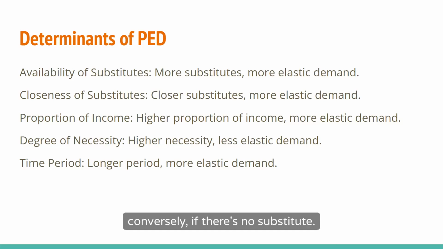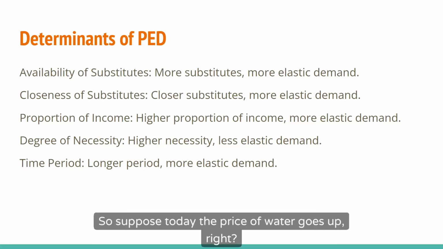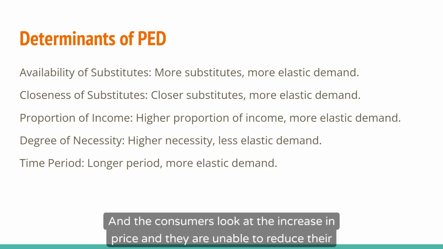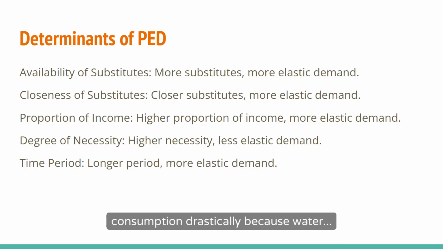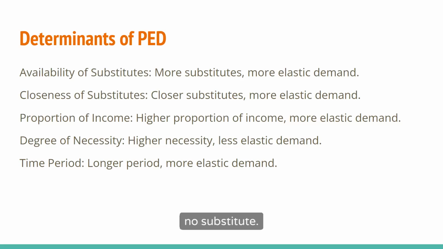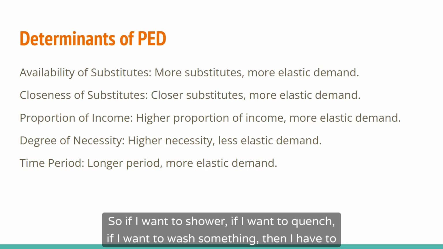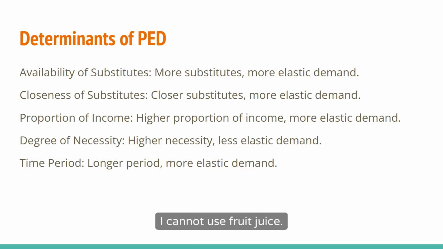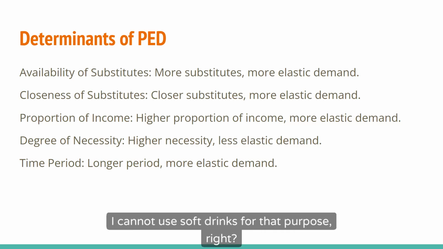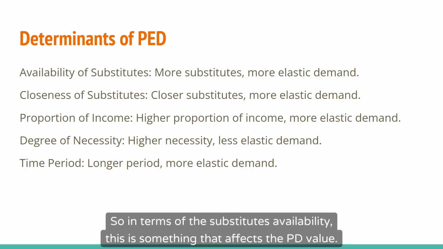So this will make the demand for that product more price elastic. Conversely, if there's no substitute, suppose today the price of water goes up, the consumers look at the increase in price, and they are unable to reduce their consumption drastically because water has no substitute. If I want to shower, if I want to wash something, then I have to use water. I cannot use fruit juice. I cannot use soft drinks for that purpose. So the availability of substitutes is something that affects the PED value.